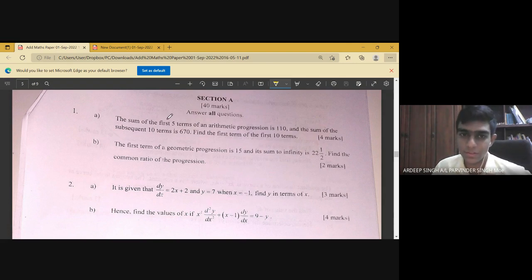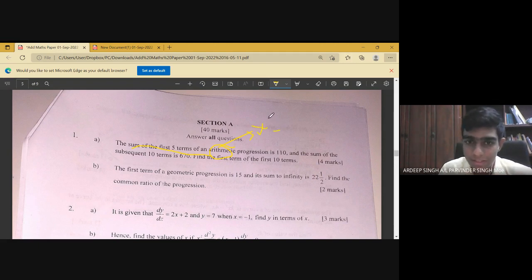So when they say the sum of the first five terms of an arithmetic progression, you must first highlight it. We must know whether it is arithmetic or GP first. GP is normally multiplying and dividing, and arithmetic is mostly plus and minus. So let's say arithmetic is plus and minus, correct?